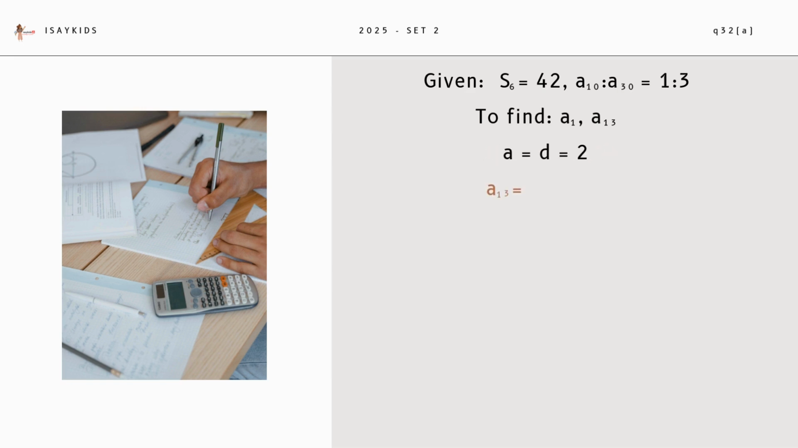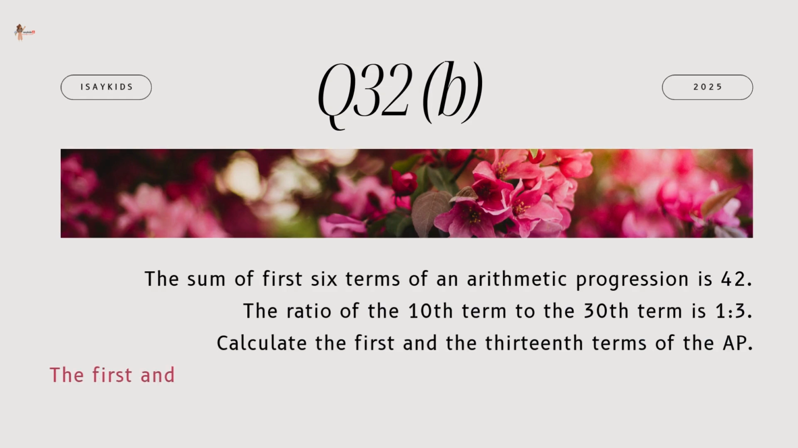We now need to find A13. So our first term is 2. We need to find A13. It will be given by a plus 12d. Substituting the values, we get A13 as 26. Thus, the first and the 13th terms of the AP are 2 and 26 respectively.